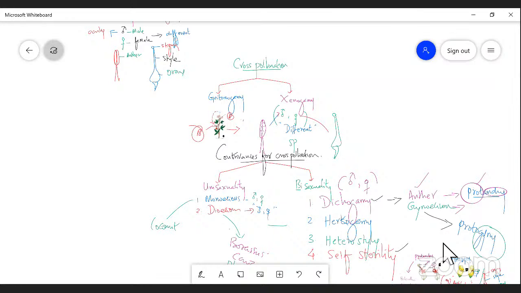And what are the contrivances for cross-pollination? The first one is unisexuality. Second is bisexuality. Unisexuality is classified into monoecious and dioecious, the presence of male and female flowers, which we have seen in coconut, whereas dioecious we can see in papaya plant, right? Bisexuality is classified into the following types: dichogamy, herkogamy, heterostyly, self-sterility. Already we have seen, right?